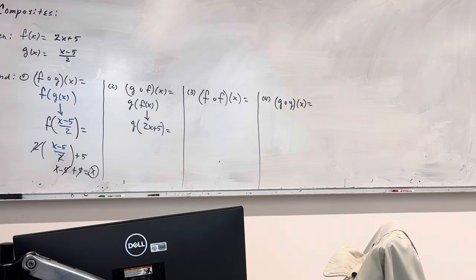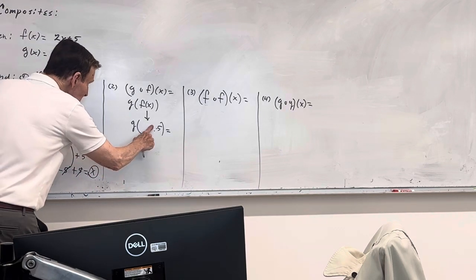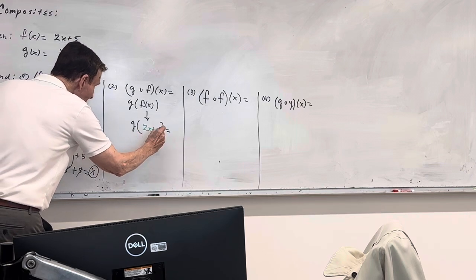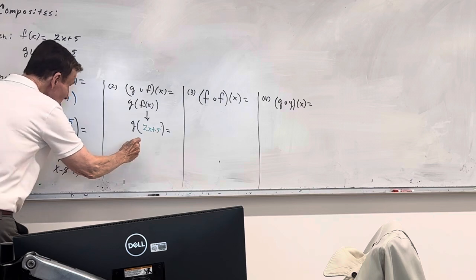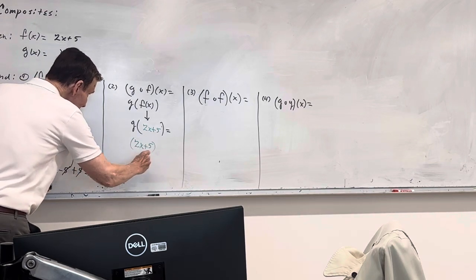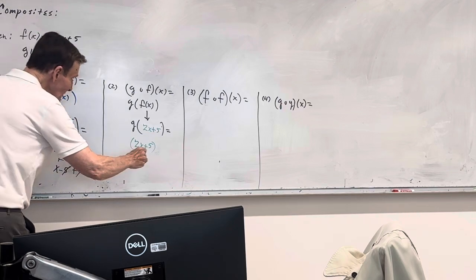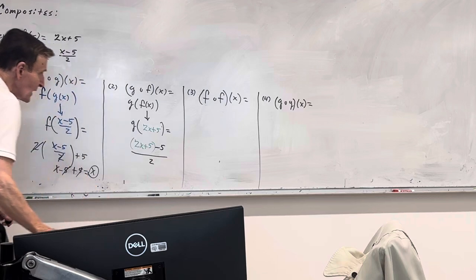Go back to my g function right here, and put that 2x plus 5 in there. Let me use a different color so you can follow me. Let's put this in green. 2x plus 5. Go to my g function, put that in right here for the x. So we're at 2x plus 5, in parentheses. That goes into the g function, subtract 5 all over 2. And it looks like that.